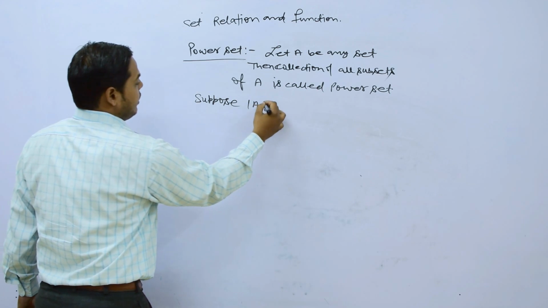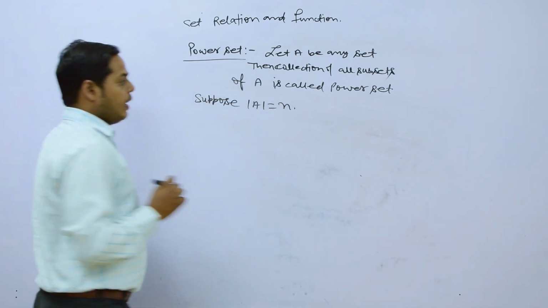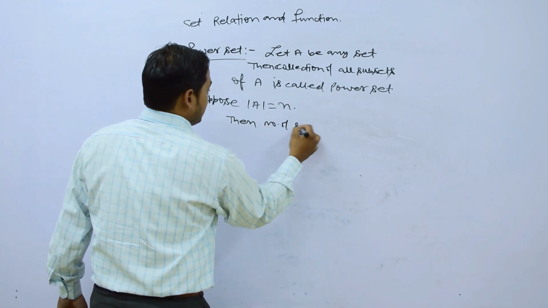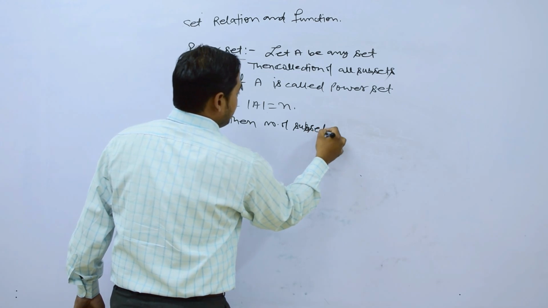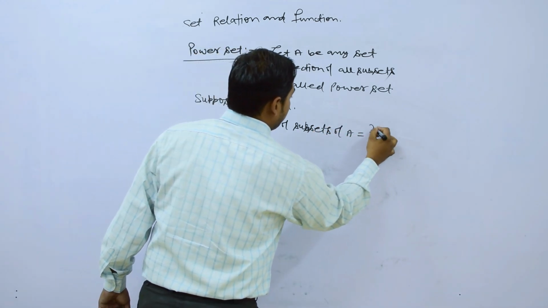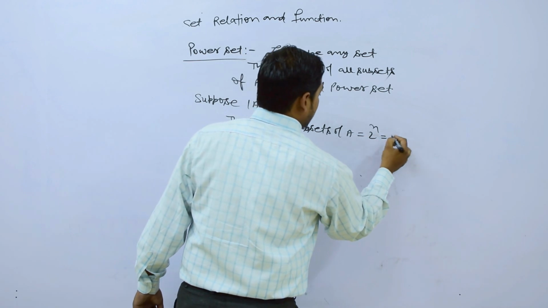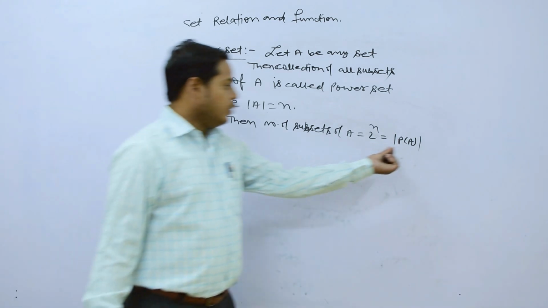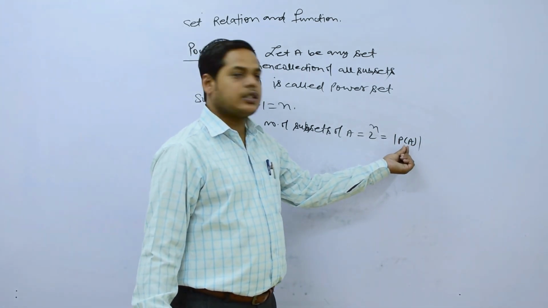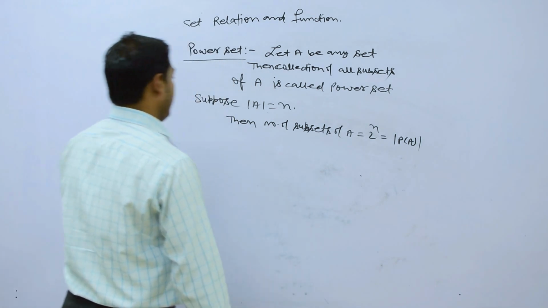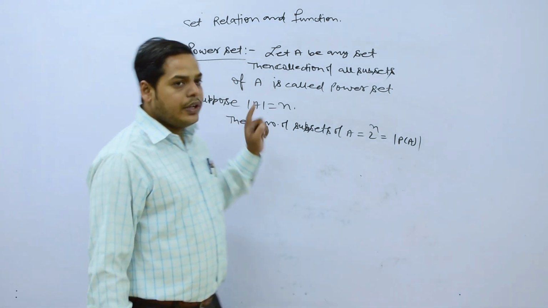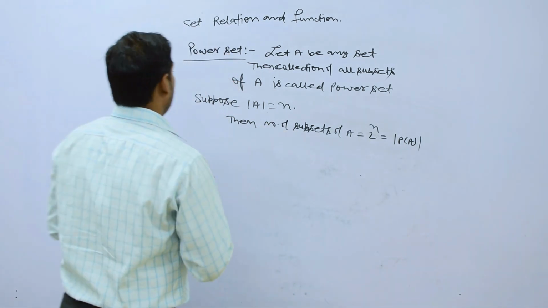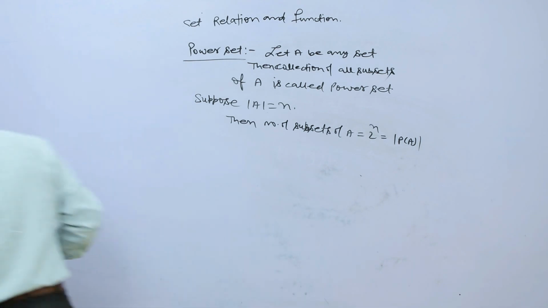Suppose cardinality of A equal to n. Then number of subsets of A equal to 2 to the power n equal to cardinality of power set of A. Here P of A denotes the power set of A, that is all the subsets of A. Collection of all the subsets of A. Means if we know the cardinality of any set, then we can tell about the cardinality of power set. So this is the power set.